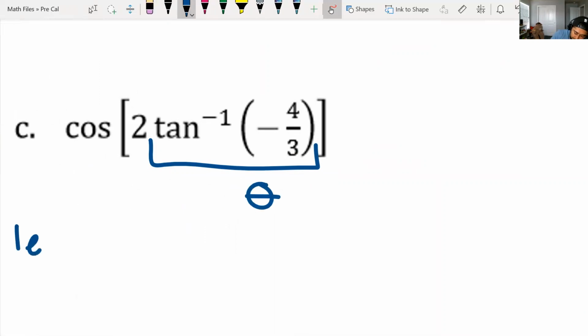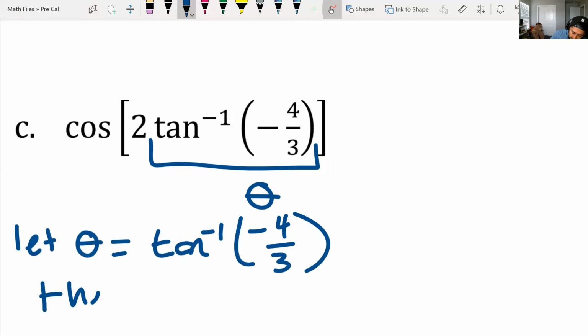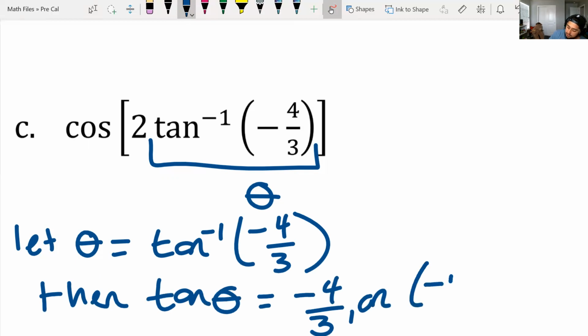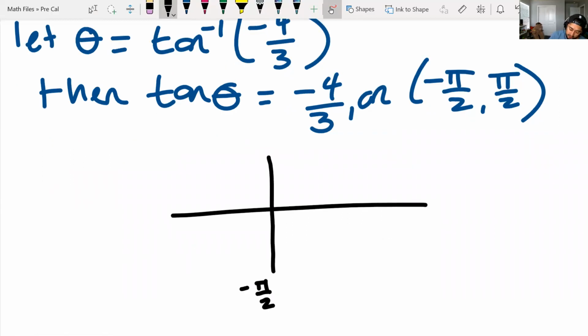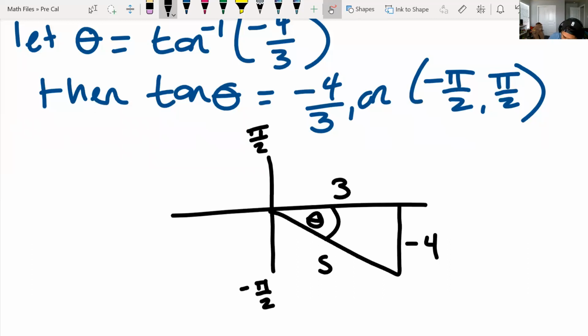So this would be theta. So again, let theta equal the inverse tangent of negative 4/3, then tangent theta is equal to negative 4/3 on the inverse restrictions of negative pi over 2 to pi over 2. Draw our unit circle. And if tangent's negative, this means we must be down in the fourth quadrant. Tangent is opposite over adjacent, so negative 4 over adjacent, which means the hypotenuse must be 5.